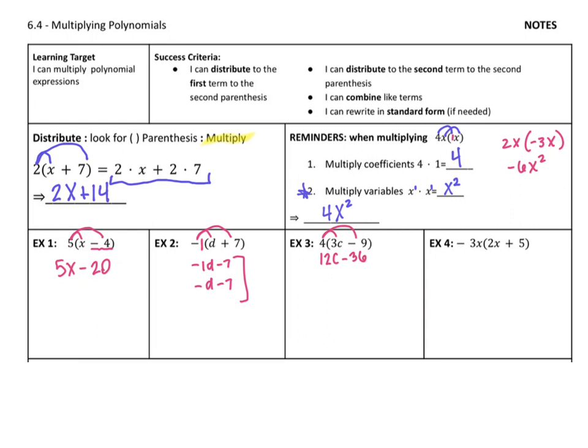Example number 4 is going to be a perfect example. We have outside the parentheses negative 3x times 2x plus 5. So we're going to take this entire negative 3x and multiply it times 2x and then multiply times 5. Here we need to think when multiplying, we have to do coefficient times coefficient, variable times variable. So negative 3 times 2 is negative 6. X times x is x squared. So negative 6x squared.